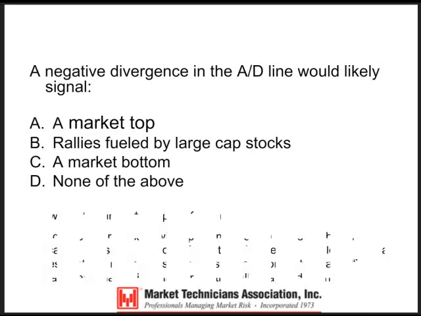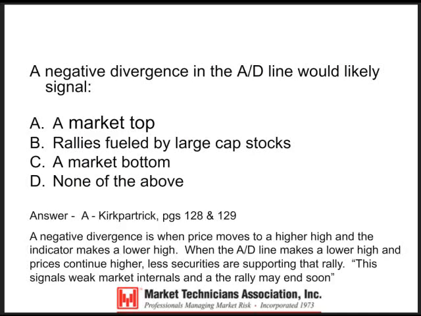So negative divergence in the AD line would likely signal a market top, Kirkpatrick. He talks about negative divergence when price moves to a higher high and the indicator makes a lower high. So when we have the AD line making a lower high and price continuing higher, less and less securities are supporting a rally. Therefore, it signals a weak market internally and that a rally may end soon.